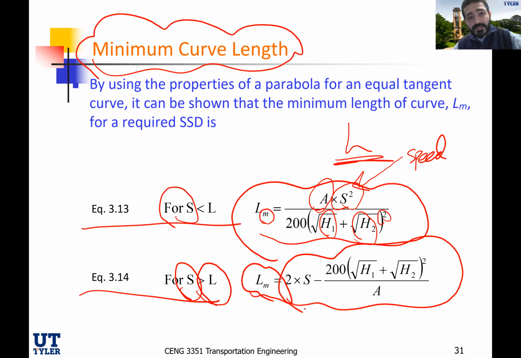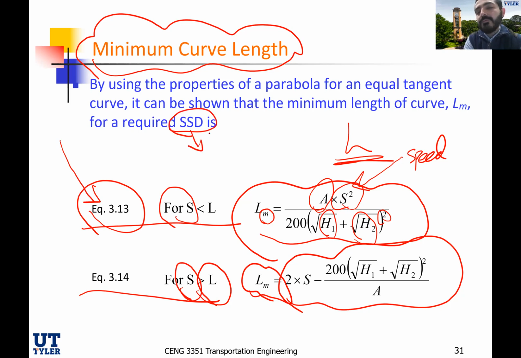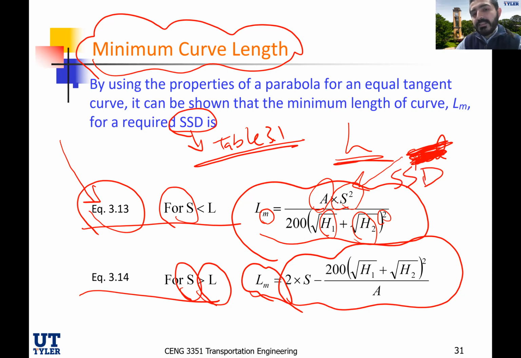And the typical question that I always hear from students is, which equation should I use? The simple answer: we typically start with equation 3.13, where we're assuming that the length of the curve is higher than the sight distance. The sight distance, I will already have from table 3.1, correct? Table 3.1, that's available. Oh, I'm sorry. This is not the speed. I'll take that back. This is the sight distance, SSD.